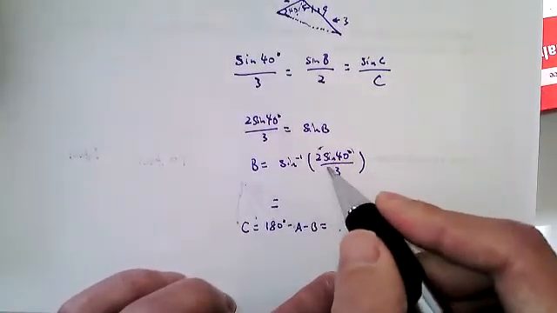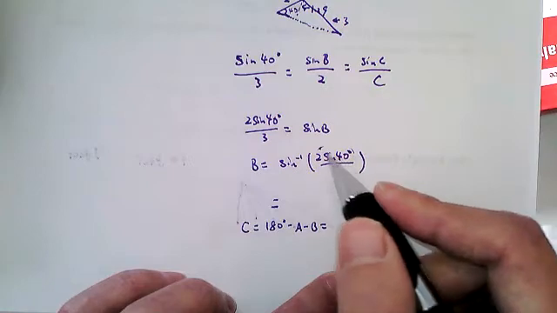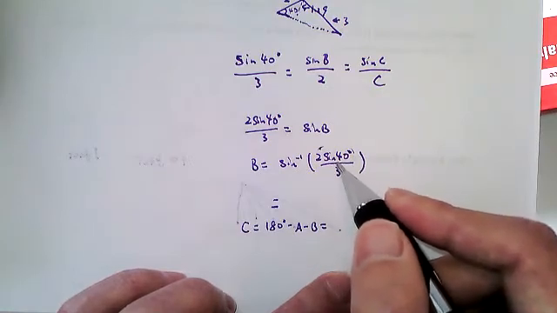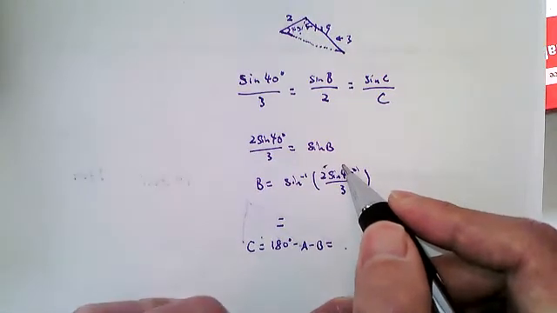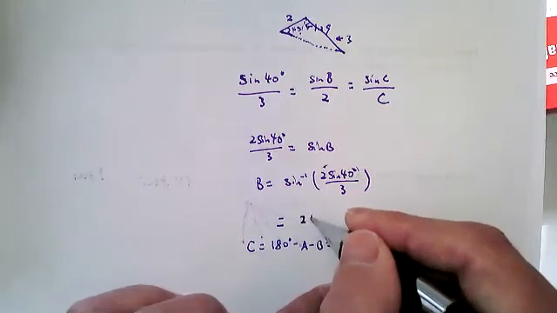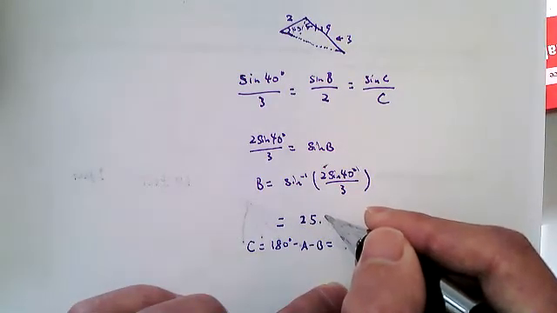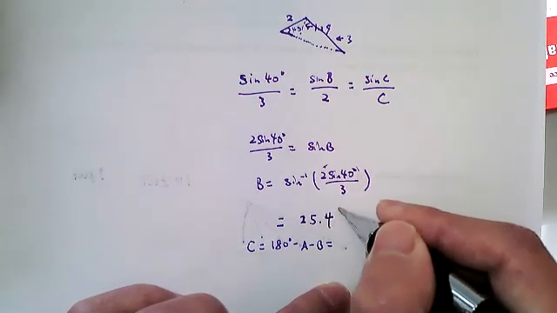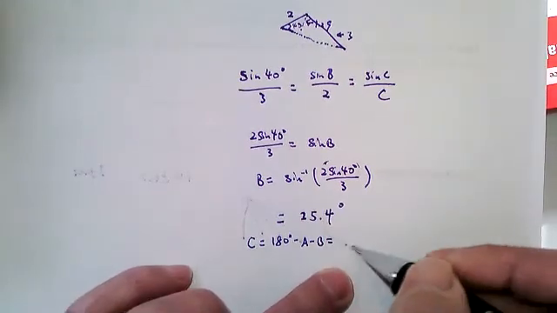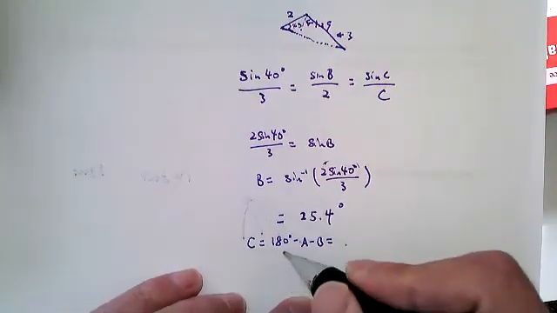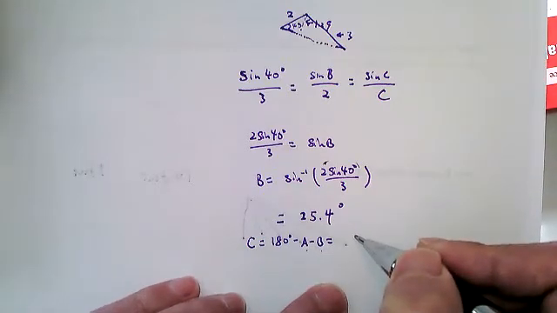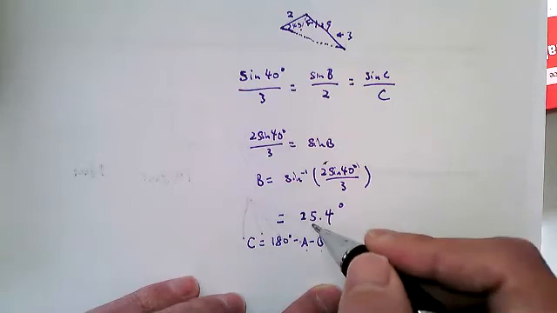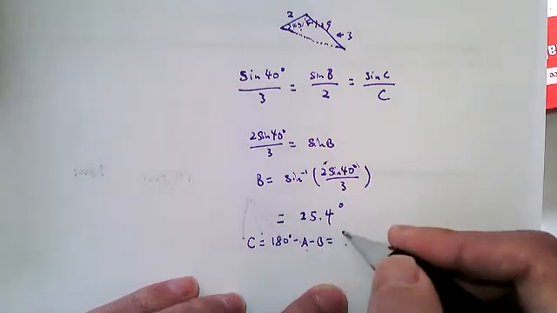Anyone figure it out yet? I don't know if mine is right, but I got 25.37. I got the same thing. Very good. 25 point what? 37. So let's say 25.4 degrees. So what is C? C is 180 degrees minus A minus B. A is 40. B is 25.4.